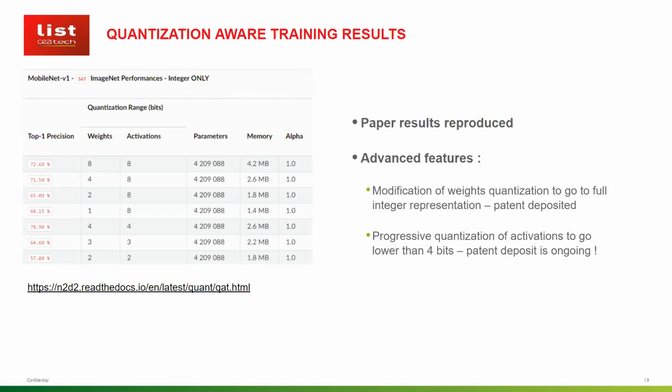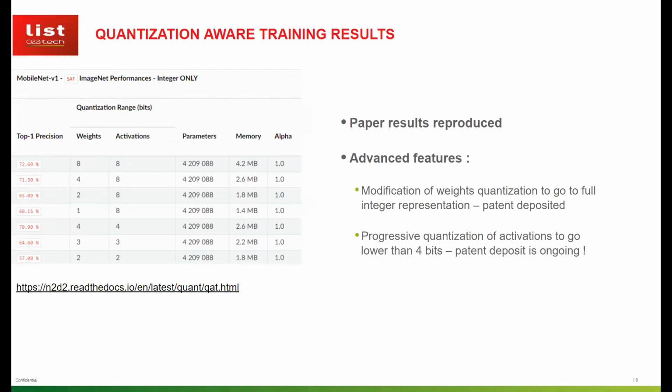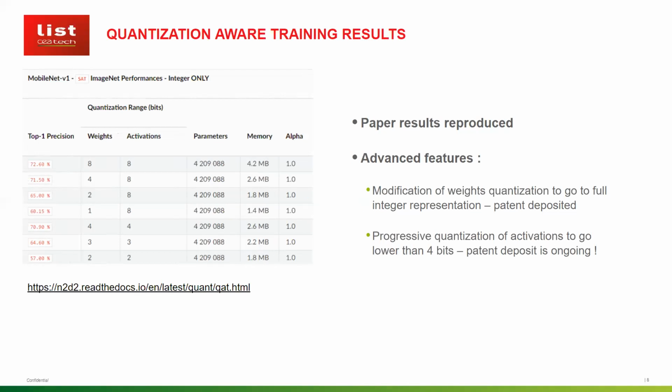So in our team, we also developed another method in order to be able to quantize our activations lower than 4 bits. So this is what you can see in the last couple of lines here. So we provide those results. The patent is being deposited right now. And this is actually the reason we don't have everything in open source, because we want to deposit this patent first. So we can move to the next slide.